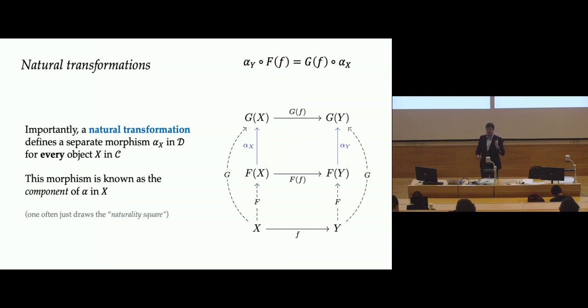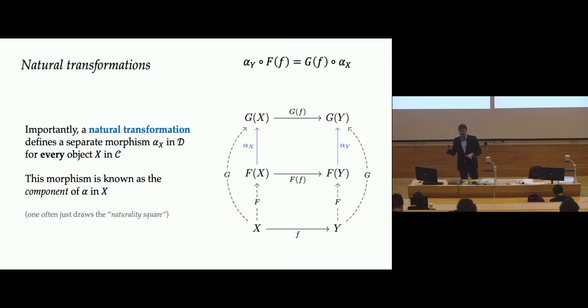It's not a single morphism, it's a collection of morphisms, one for every single object in my initial category. And one way in which you can call these individual morphisms are the components of the natural transformation at x. And often, we won't have to draw all of these individual arrows and functor mappings. We can just draw the naturality square, and that should be enough to explain what we want.